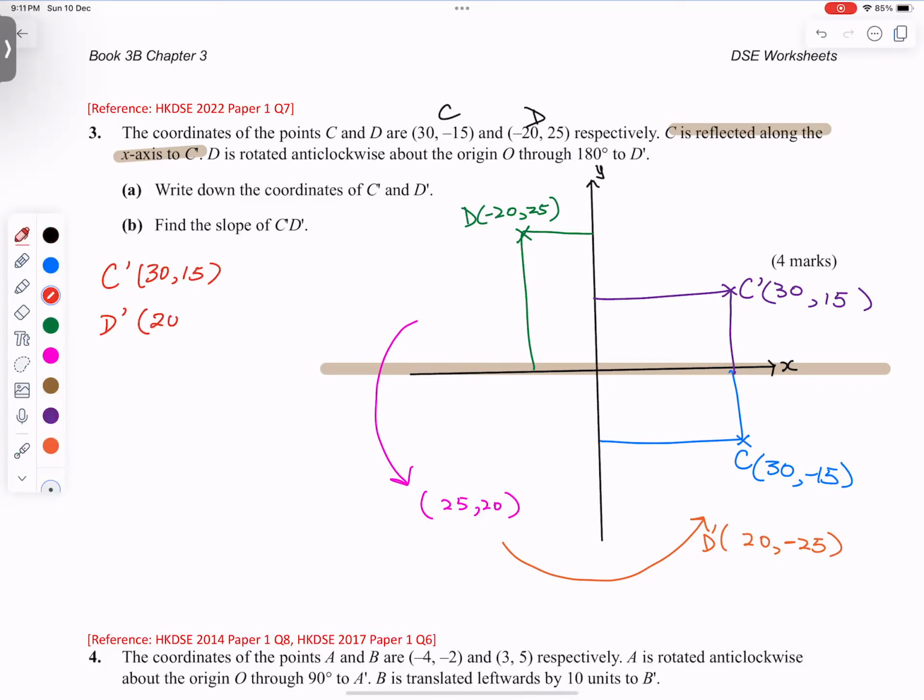What did you get for slope? You can find that as well.